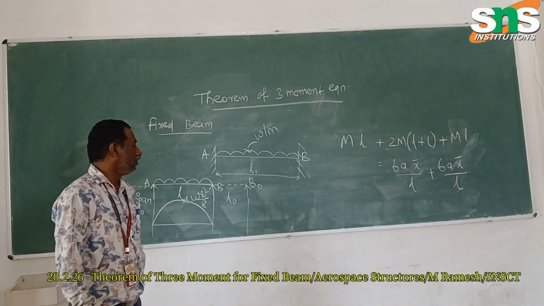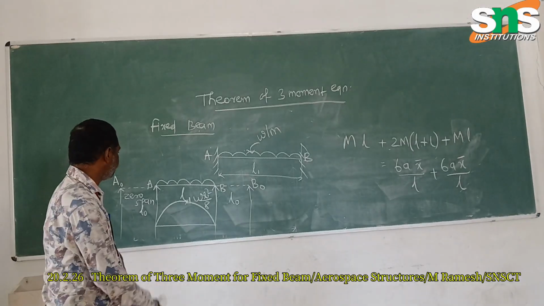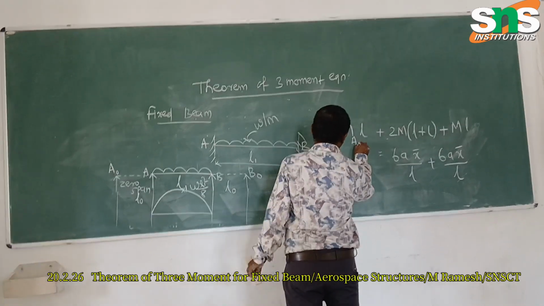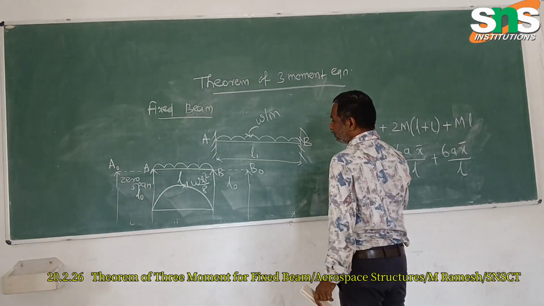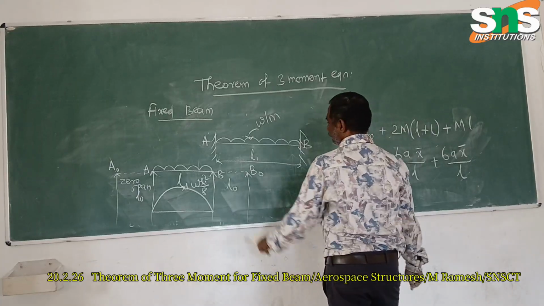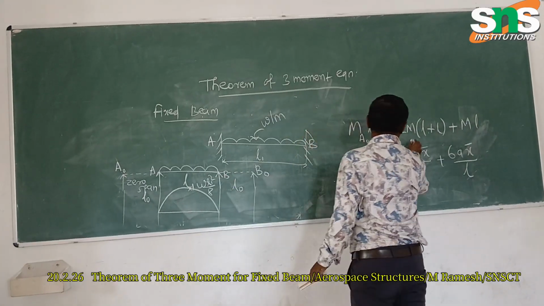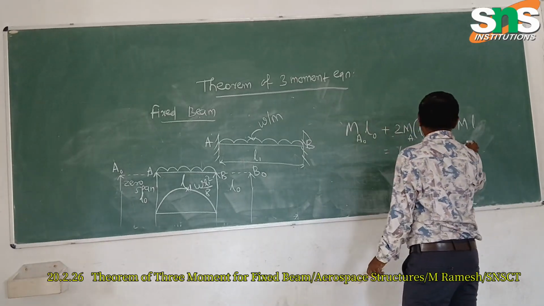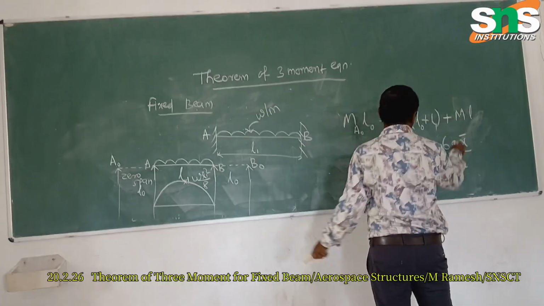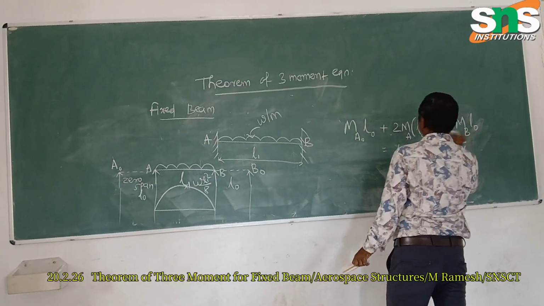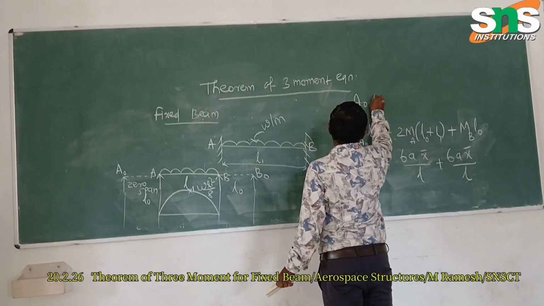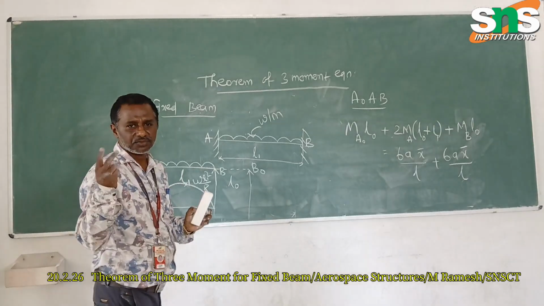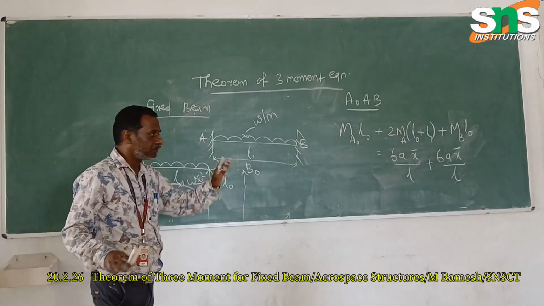How can we find these things? Let's go for the theorem of three moment equation. How to write it? First, we have MA0 into L0, plus 2 MA into (L0 plus L1), then we have MB into L1. So we are considering the span A0, A, B; that's all, one region. Maybe at another time we can consider two regions fully. So A0, A, B alone we consider.